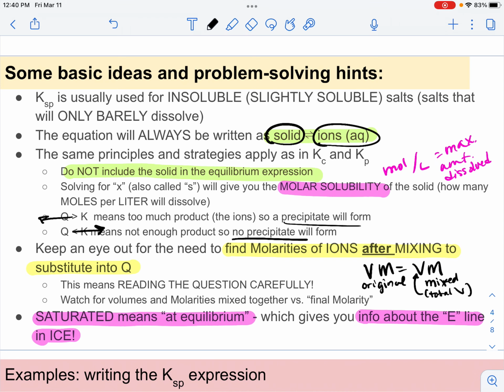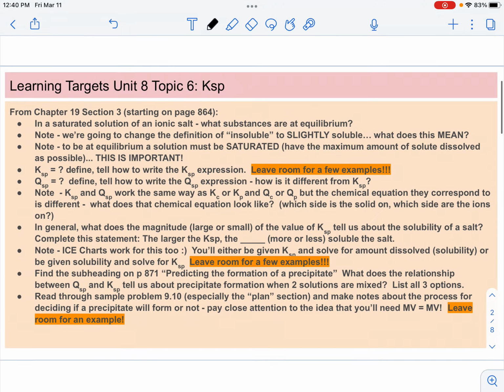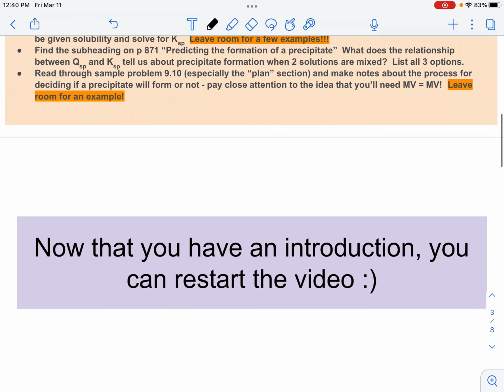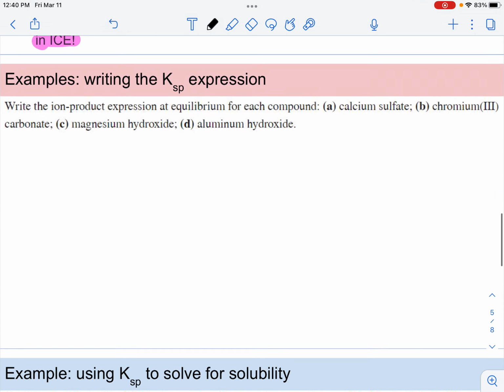So this kind of gives you an overview of pretty much everything that you should have encountered as you were going through the learning targets. And so now I'm going to just do a couple of examples with you to illustrate how this works.